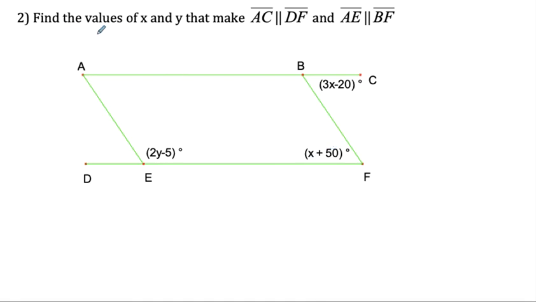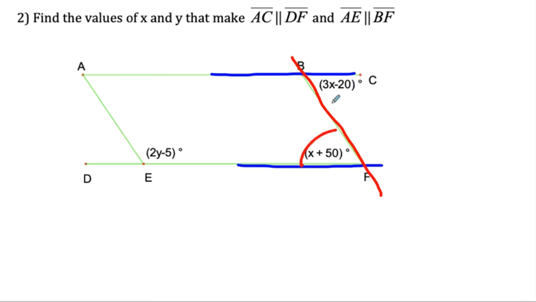All right, a little bit harder, more going on. I want to find the values x and y that make AC and DF parallel and AE and BF parallel. Well, I'm going to start with AC and DF. So here's AC and DF. All right, so if those are the lines I'm trying to prove parallel, then this is their transversal.